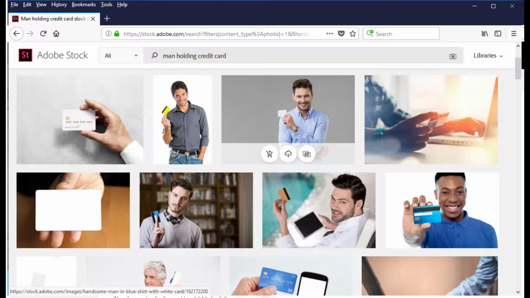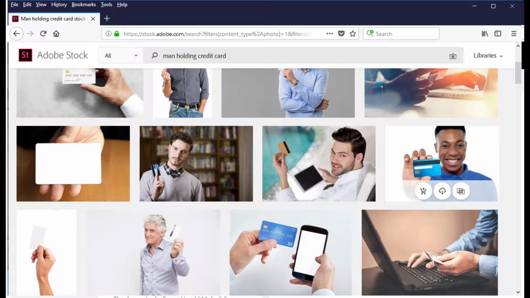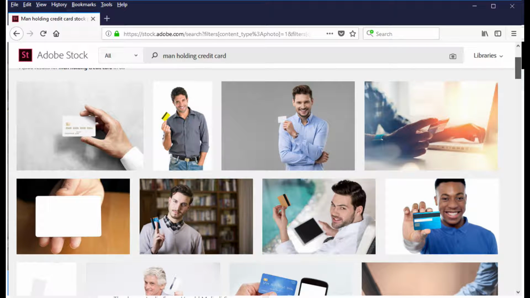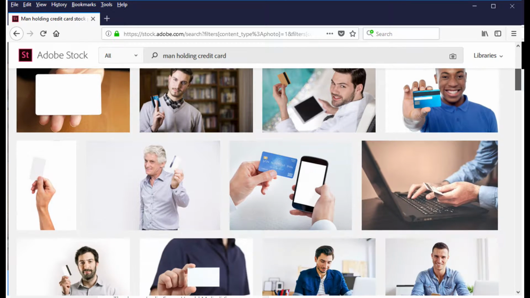So now we're narrowing down. We get lots of men. We were looking for men. If we were looking for women, we would say woman holding credit card. The whole idea here is we've narrowed down. We've specified. We've just cut people in half or more.